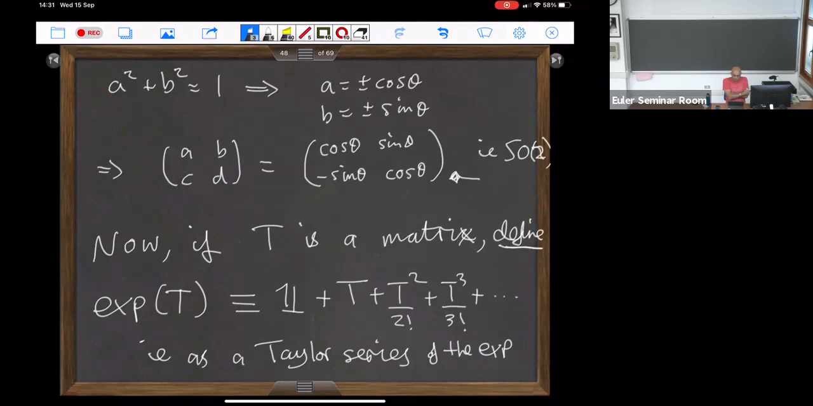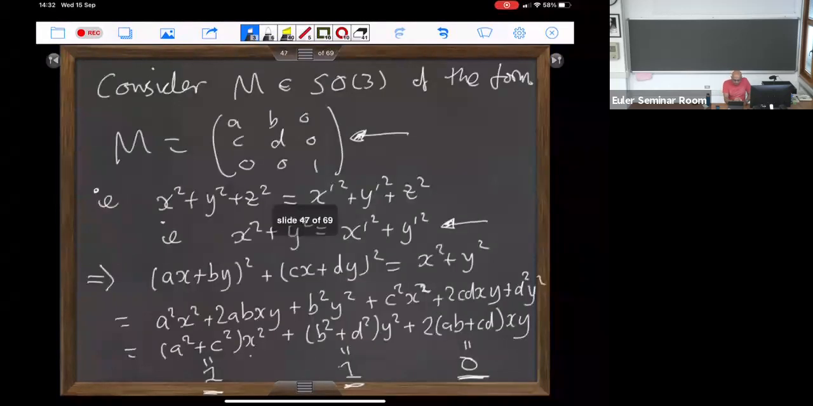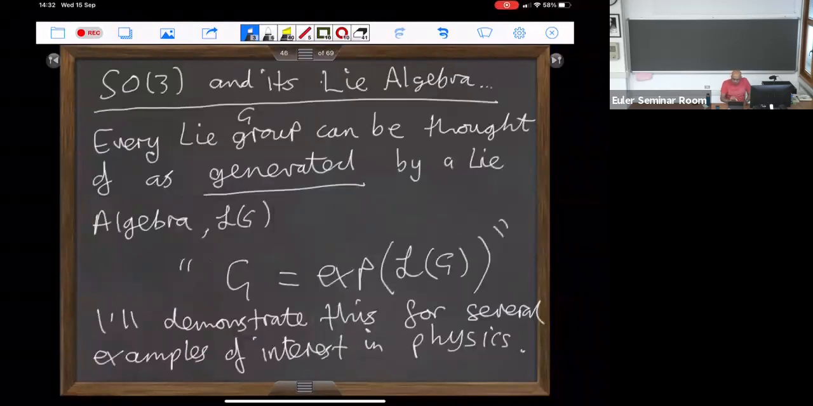So that means that SO2 as a set is a circle. Anyway, that's just to show you that this is an example of a continuous group. You can reach every element by tuning the parameters of the group, or the coordinates on the group. All right. Now, what I wanted to show you is this exponential business here. I'm going to show you that these matrices can, in a very simple way, be thought of as the exponentials of some other matrices.